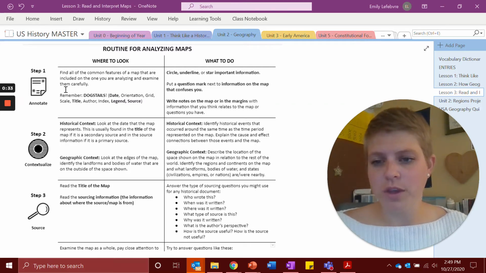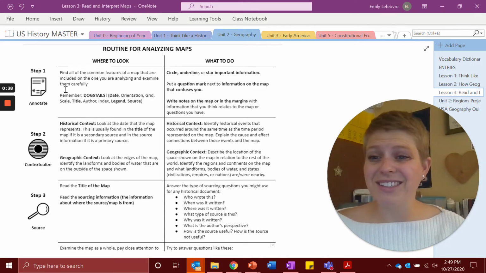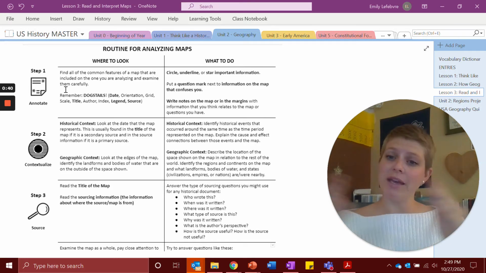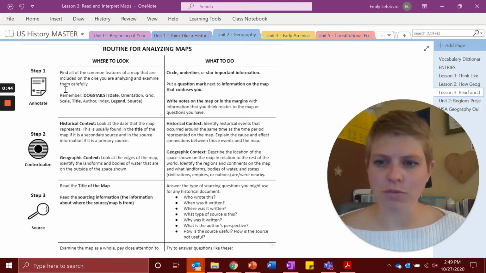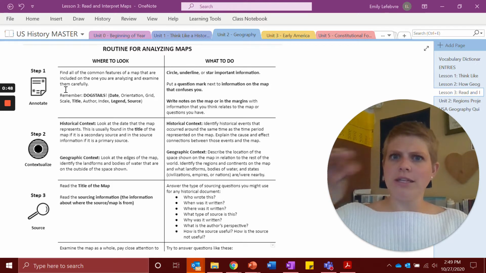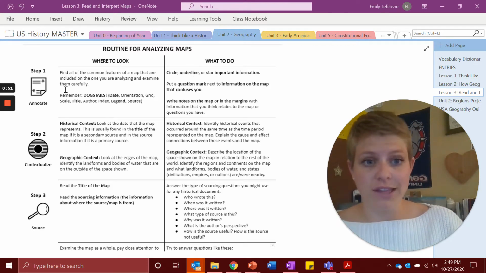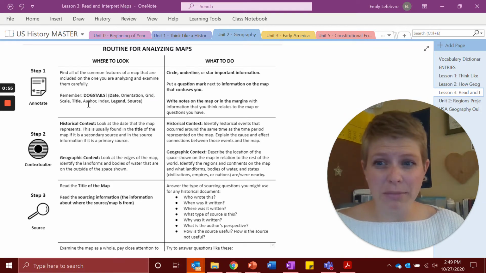Grid is latitude and longitude. We don't look at that super often. Scale is important to know how big it is in real life. Title, super important. What's the name of this map? It tells you a lot in the title, right? Map of United States in 1917. That's helpful to know. The author who wrote the map or made the map. An index we don't use very often.